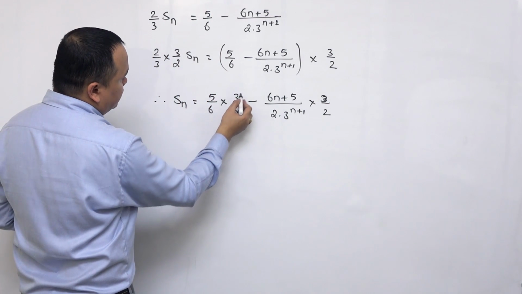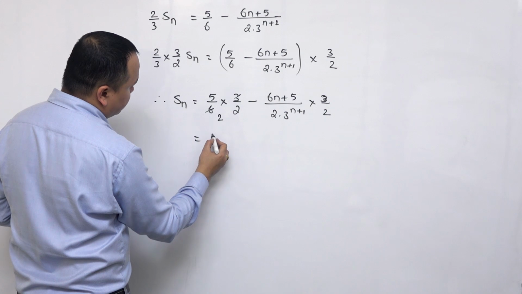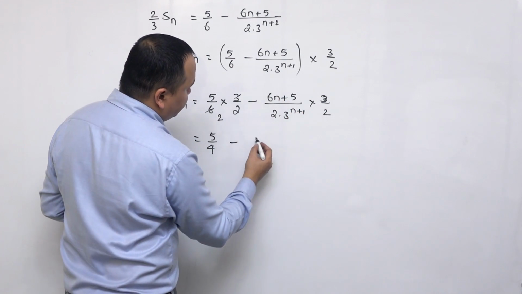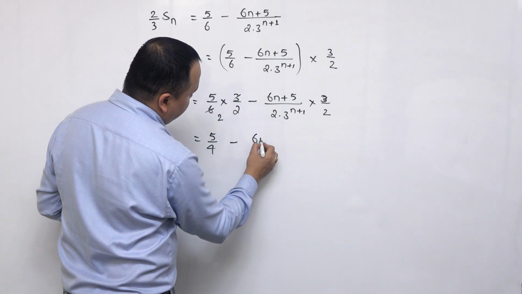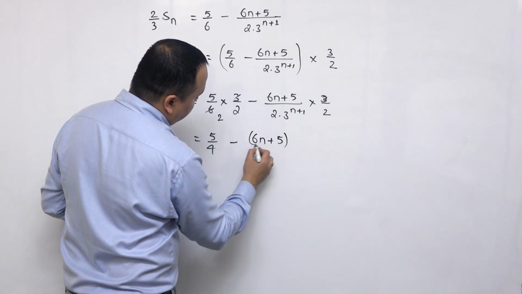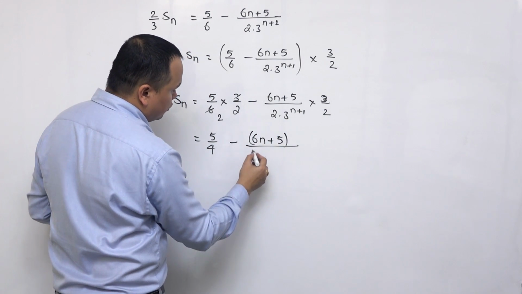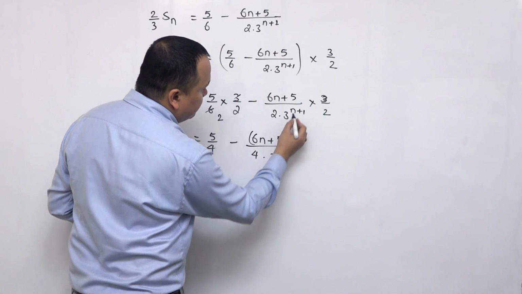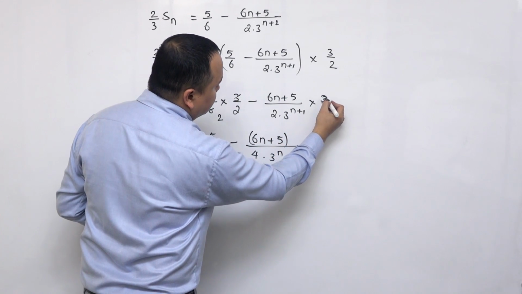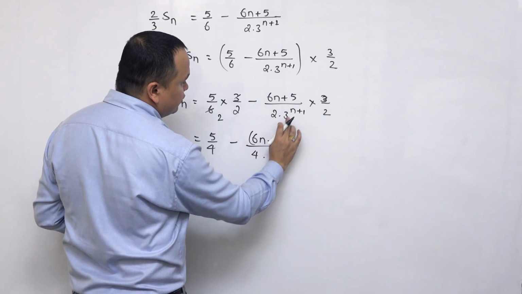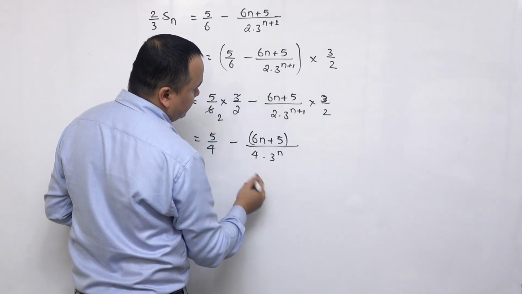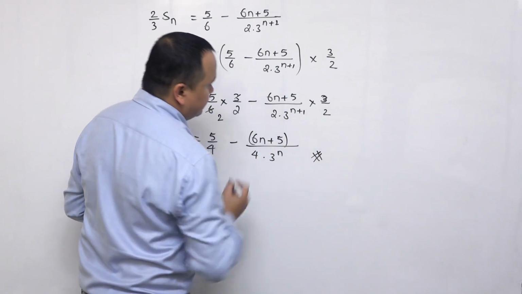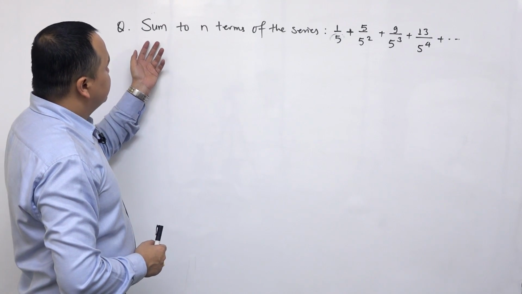Here 3, 2 times, so this is 5 upon 4 minus 6n plus 5 divided by 2 into 2, 4 into 3 to the power n plus 1. Here 3 to the power 1, by law of indices, 3 to the power n plus 1 minus 1, which is 3 to the power n, which is the required answer. Okay, we take another example.